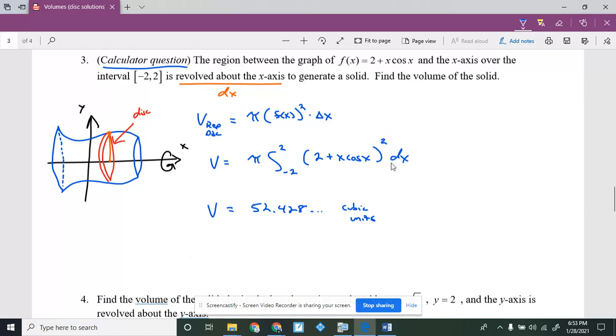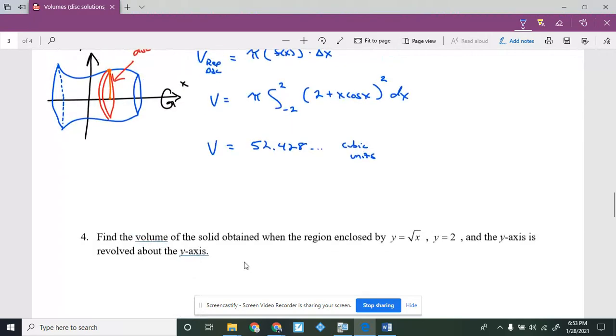If you wanted to do this one by hand, it would be a disaster. You'd have to multiply it out. And it looks like you probably would have to somehow, if you could, maybe use identities. But I think this one is not going to be fun.